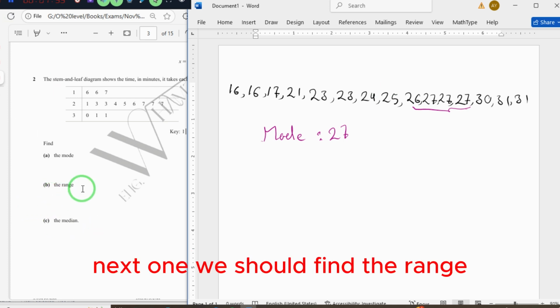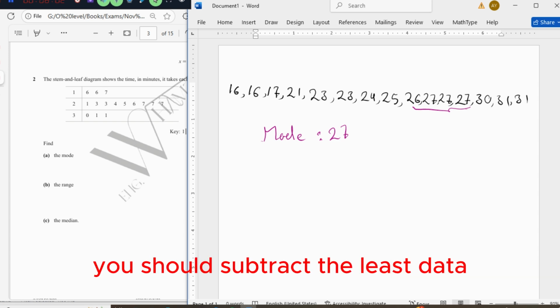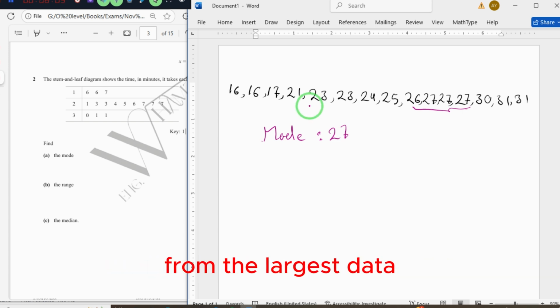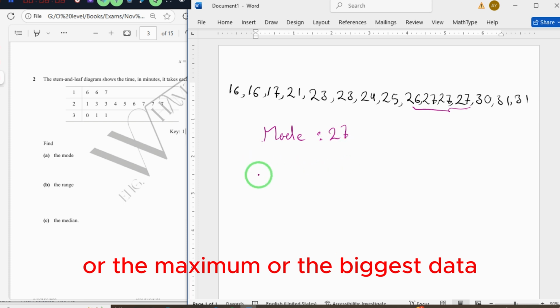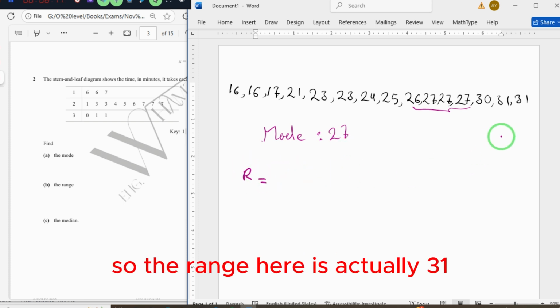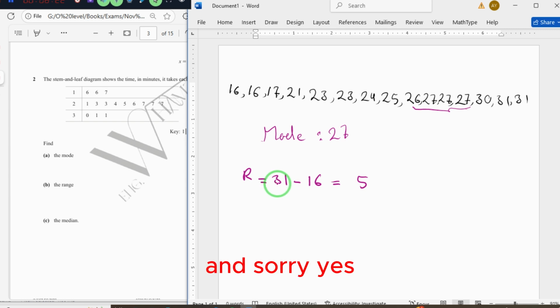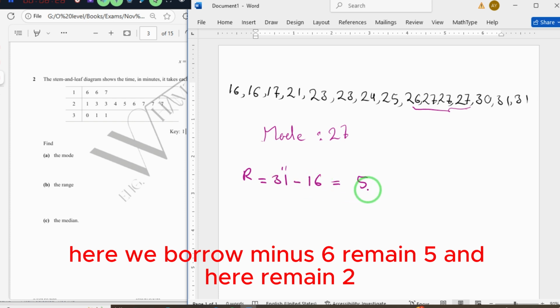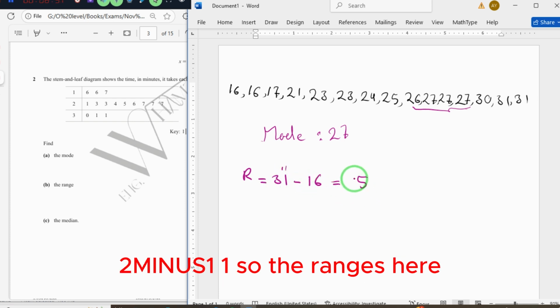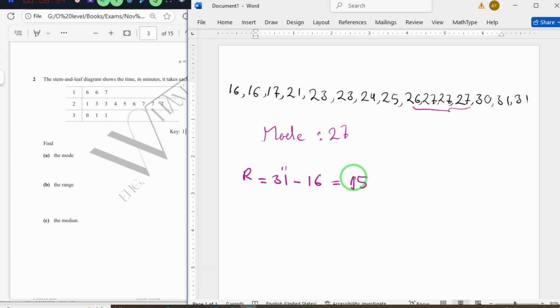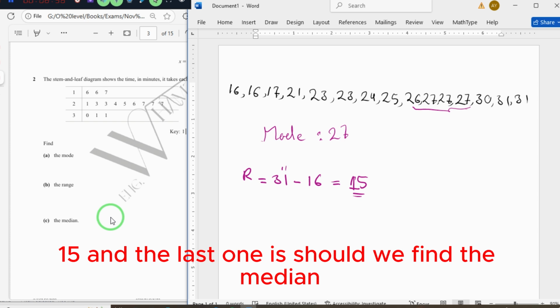Next, we should find the range. How can we find the range? You subtract the least data from the largest data, the maximum. So the range is 31 minus 16. 11 minus 6, we borrow, remains 5, and 2 minus 1 is 1. So the range is 15.